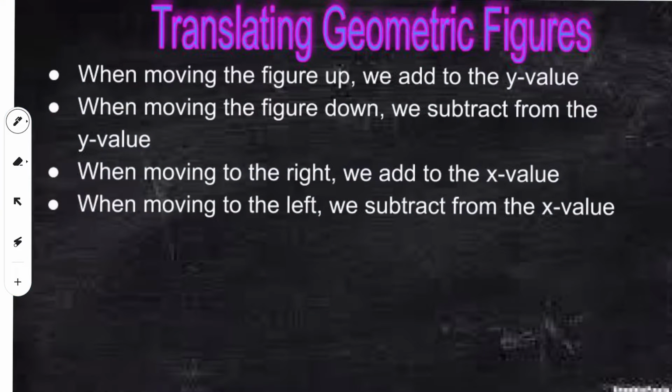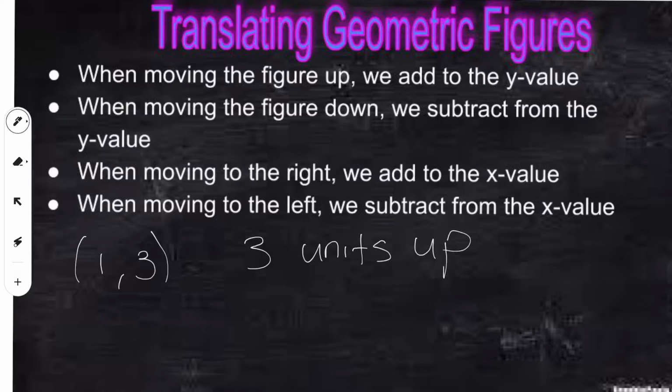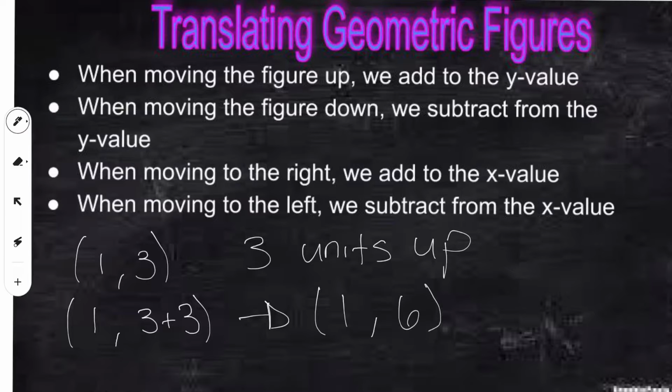Translating geometric figures. So, when moving the figure up, we add to the y value. Say we have the point 1 comma 3 and I want to move it 3 units up. I do this by adding 3 onto my y value. So I will have 1 comma 3 plus 3, which yields 1 comma 6, because 3 plus 3 is 6.